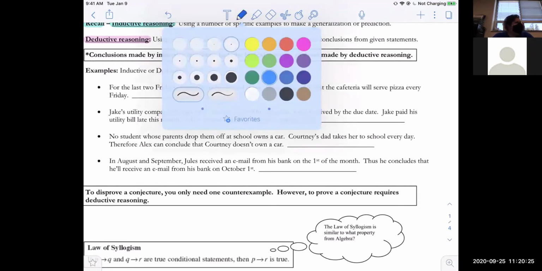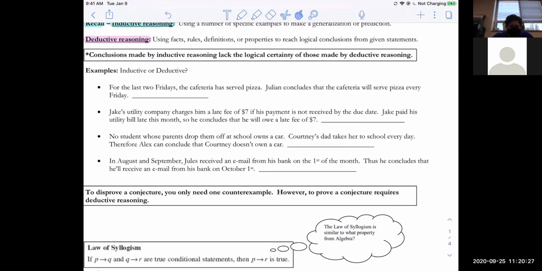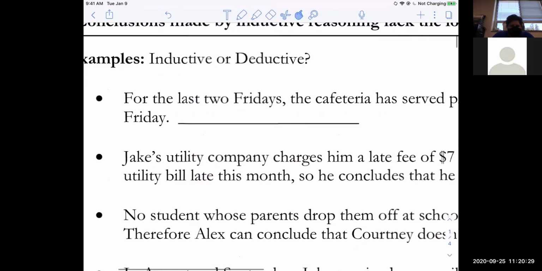Switch colors here. Nick, what do you think? Tell me why.